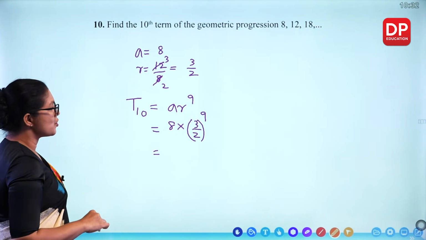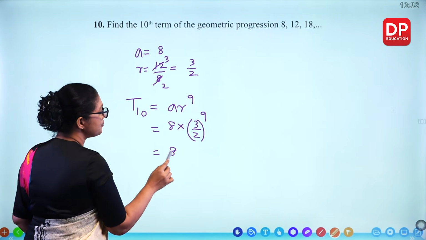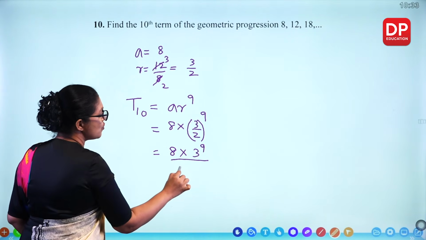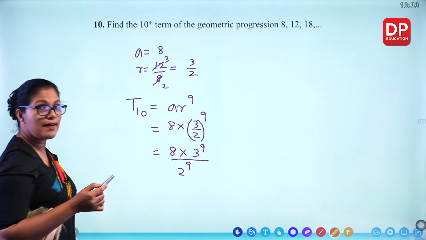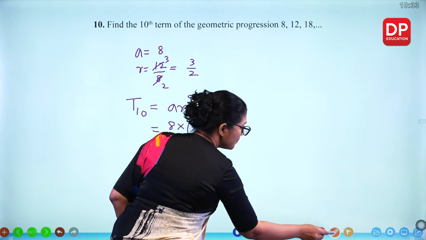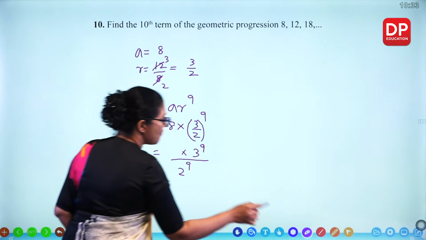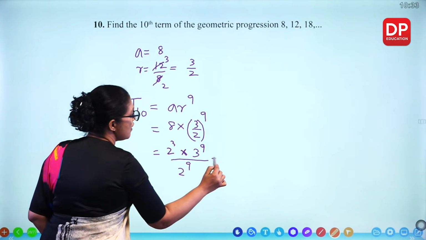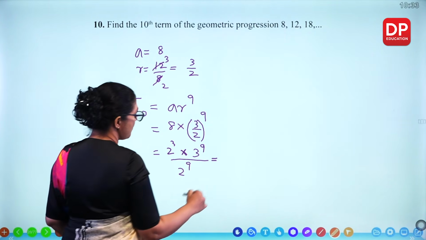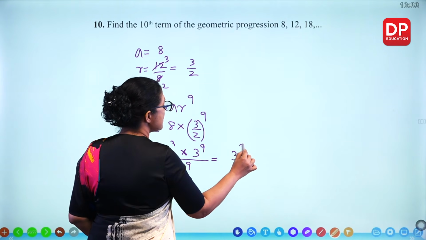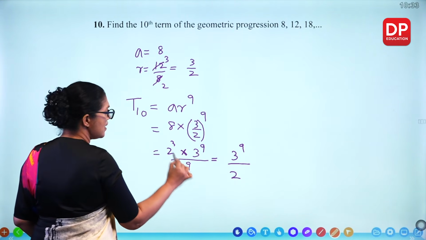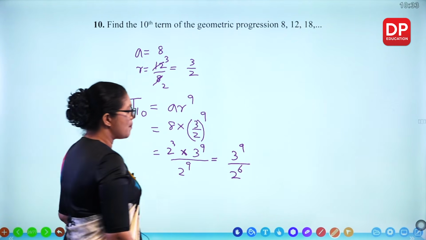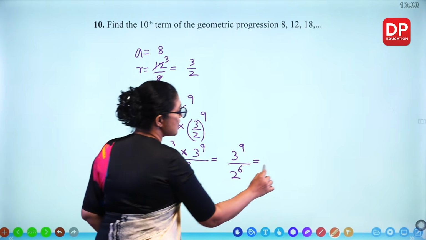When you substitute, what do you get? 8 into 3 to the power 9 over 2 to the power 9. Now I can rewrite 8 as 2 to the power 3, so I can simplify these two. When you subtract the powers for division, I can write this as 3 to the power 9 over 2 to the power 9 minus 3, which is 6. So what's the answer? 2 to the power 6 is 64.